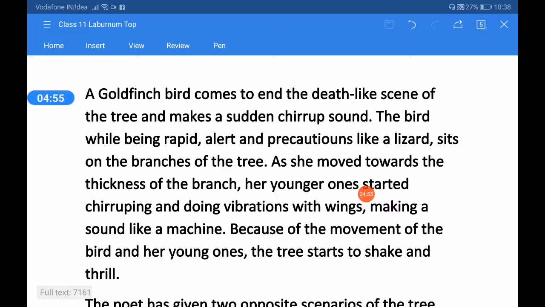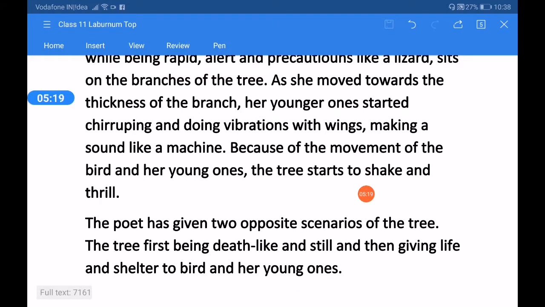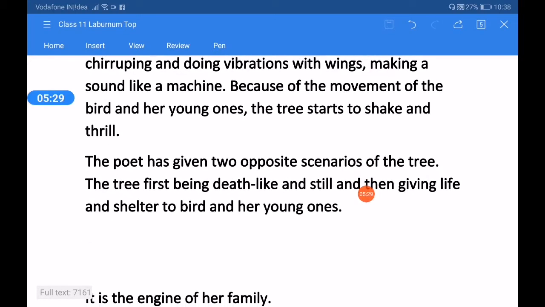Now let us have the explanation of the above stanza. A goldfinch bird comes to end the death-like scene of the tree and makes a sudden chirp sound. The bird, while being rapid, alert, and precocious like a lizard, sits on the branches of the tree. As she moved towards the thickness of the branch, her younger ones started chirping and vibrating their wings, making a sound like a machine. Because of the movement of the bird and her young ones, the tree starts to shake and thrill.